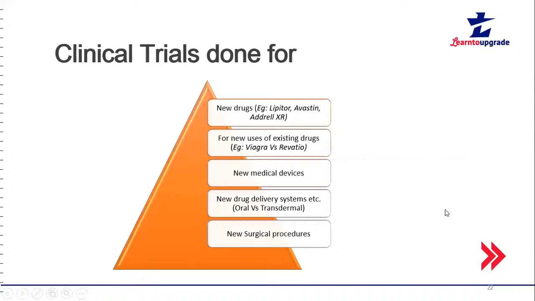Now comes the clinical trials done for the new drugs. Any new drugs you would like to create, you need to do the clinical trials. New medical devices. Okay, the drugs can be your biologicals, your vaccines. Okay, the drug itself. That's all it actually includes in the new drugs. New drug delivery systems. Okay, and the new surgical procedures.